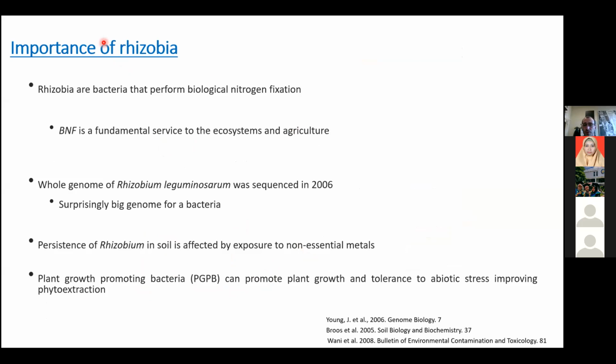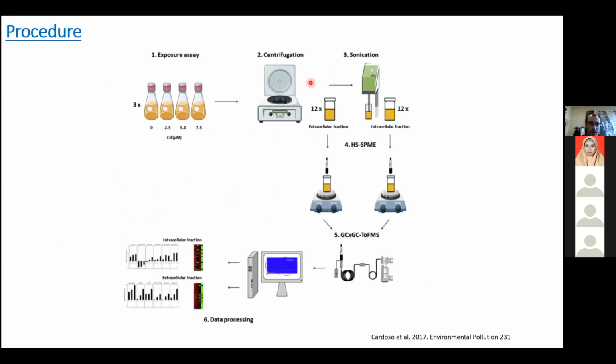We picked Rhizobium for our study because they are bacteria that perform biological nitrification, which is a fundamental service to ecosystems. Also because this bacteria, being so important, already had its genome sequenced many years ago. And also because we know that their persistence is affected by exposure to non-essential metals. And finally, because plant growth-promoting bacteria, which is the case of Rhizobium, can promote plant growth and tolerance to biotic stress, and thus can, for instance, improve remediation strategies such as phytoextraction. So we basically exposed the bacteria to different, environmentally relevant concentrations of cadmium, and then we decided to study both the extracellular fraction and the intracellular fraction.